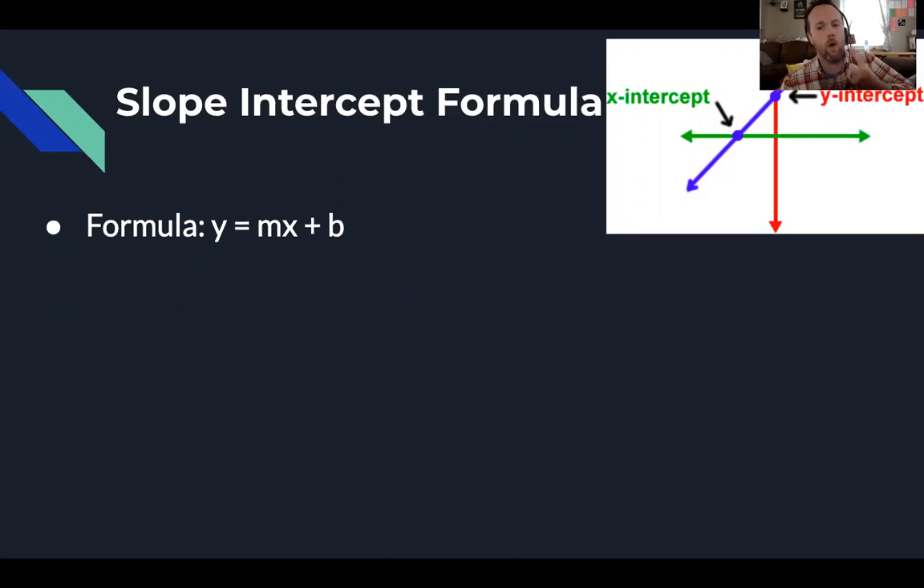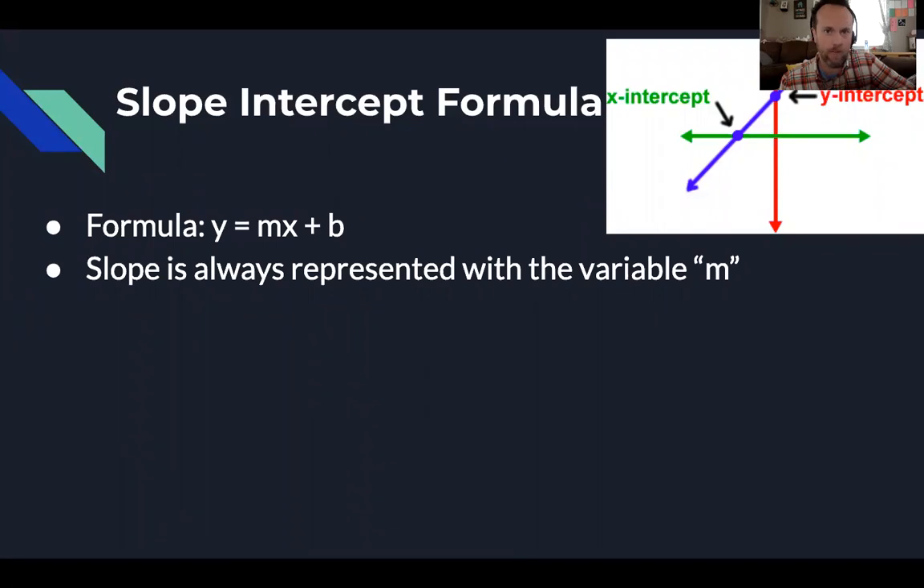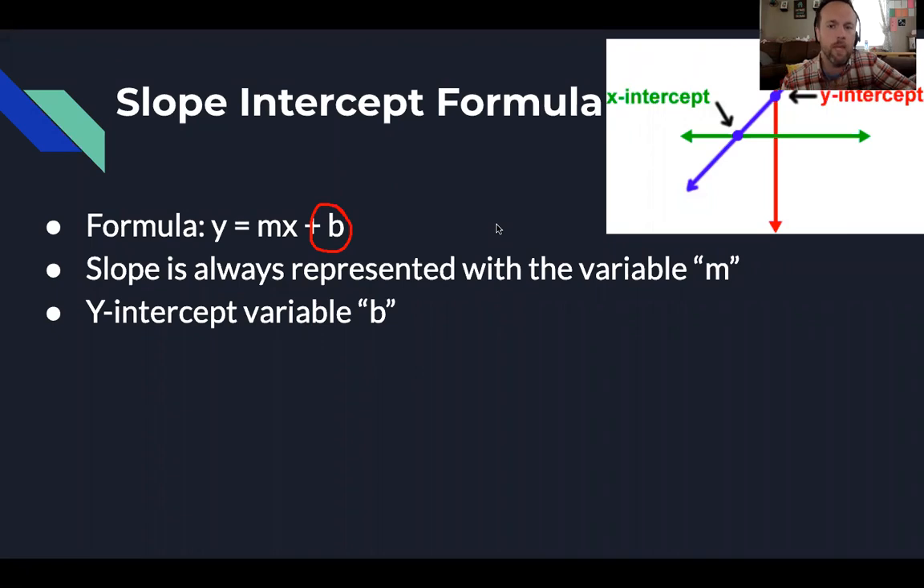We know that y stands for our y-coordinate, x stands for our x-coordinate, and m is the slope variable. Slope is always represented with that variable m. The only one that is unique is this variable b. That's one that we have not seen yet. So in our slope formula, b is the variable that represents the y-intercept. But what is the y-intercept?